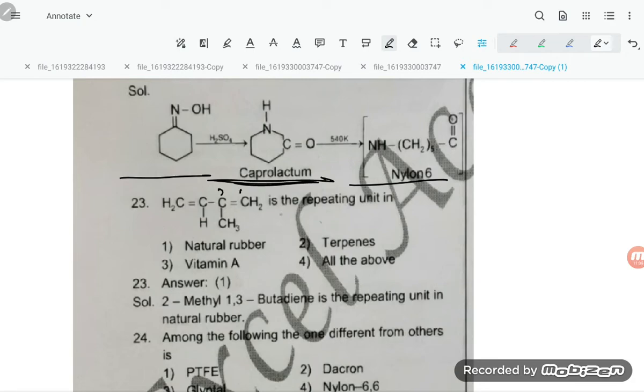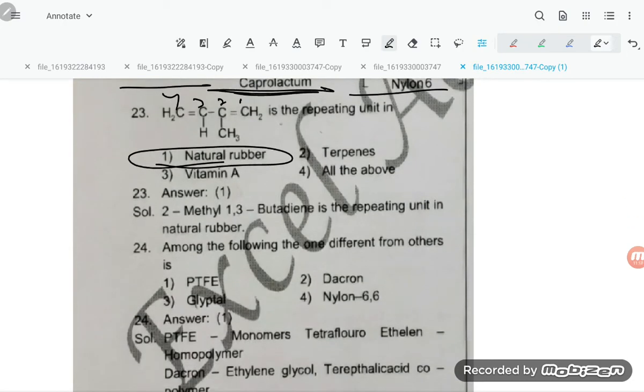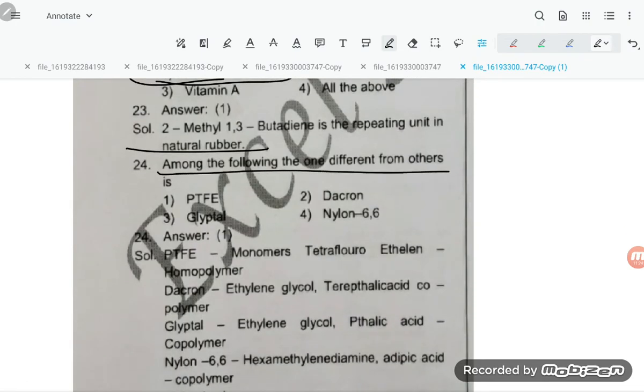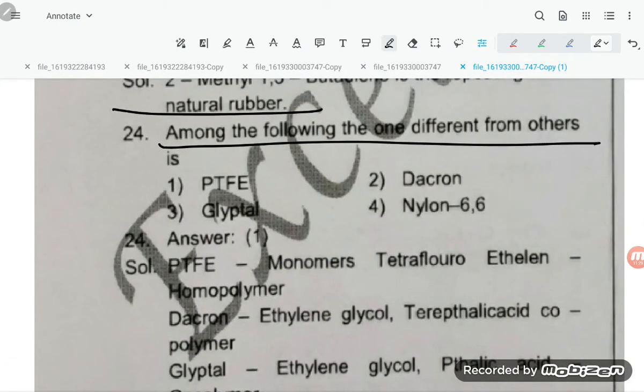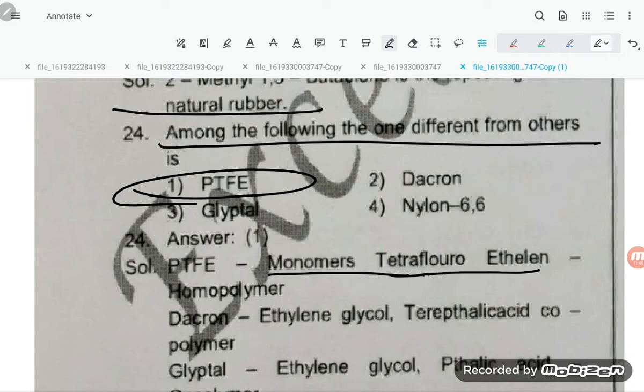So the next compound is there, students. Okay, 1 2 3 4, so 2-methyl-1,3-diene, that is the repeating unit of natural rubber. So 2-methyl-1,3-butadiene is the repeating unit of natural rubber. Among the following, the one different from the others is PTFE, Dacron. Okay, PTFE is the different one, monomer tetrafluoroethene, a homopolymer.